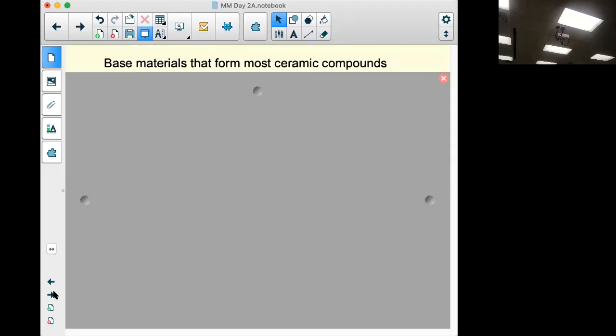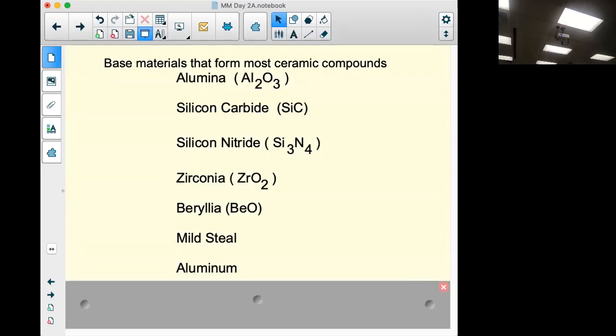All right, now, base materials that form the ceramic compounds. I'm going to give you a list of them. You don't have to write them down. Just so you know, there are more structures. Alumina, which is Al2O3. Silicon carbide, SiC. Silicon nitride, Si3N4. Zirconia, ZrO2. Beryllia, BeO. Mild steel, and aluminum itself.